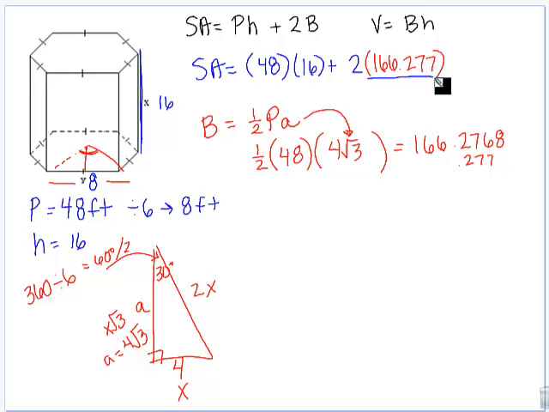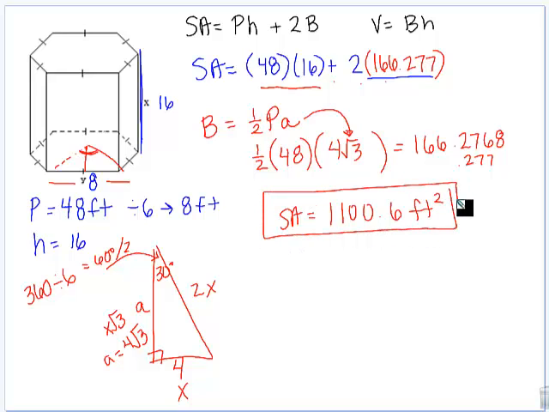So we're going to fill that in. And I'll actually just be using that exact value right on my calculator, the answer button, when I go to find the surface area. So we're going to take twice the area that we just found, so 2 times our 166.277, and we want to add on our perimeter, which was 48, times our height, which was 16. Doing so, we end up getting a surface area of 1,100.6, and this is feet squared because our original units were feet.